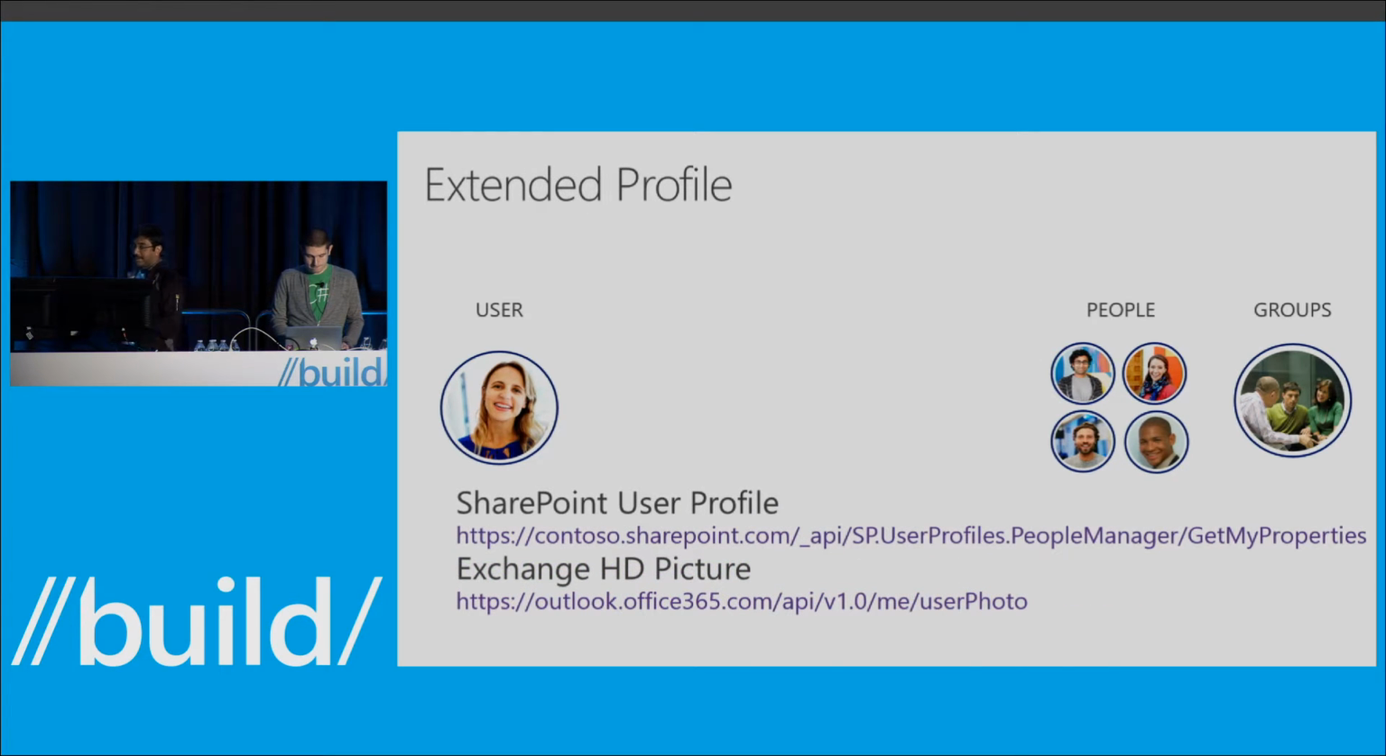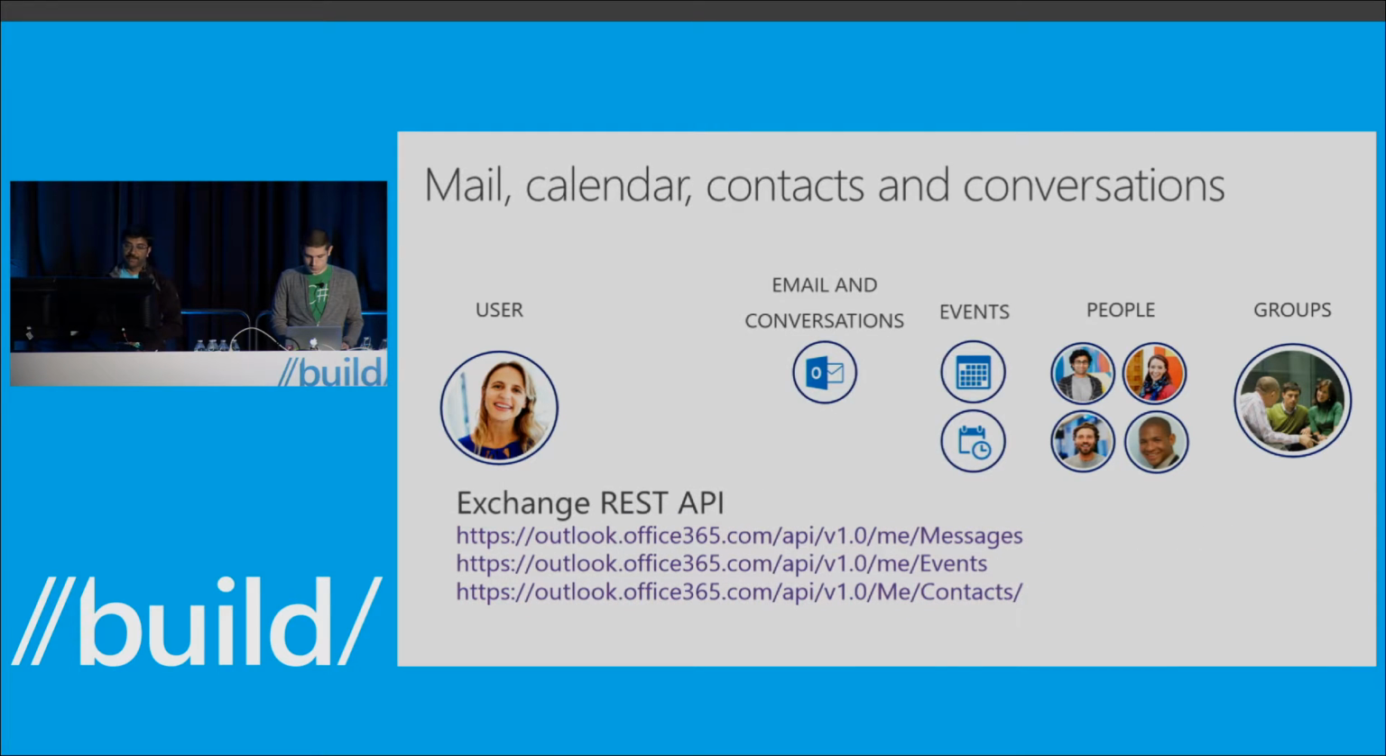You can also get some extended profile. So you have the SharePoint user profile. We have the Exchange contacts picture. So you can go get those through the different endpoints too. We have mail, calendar, contacts, and conversations. The conversations belong to the groups. So if you are in US data centers, you'll probably hit outlook.office365.com and /API/v1 me messages is kind of where you go and get the messages, events, and contacts.